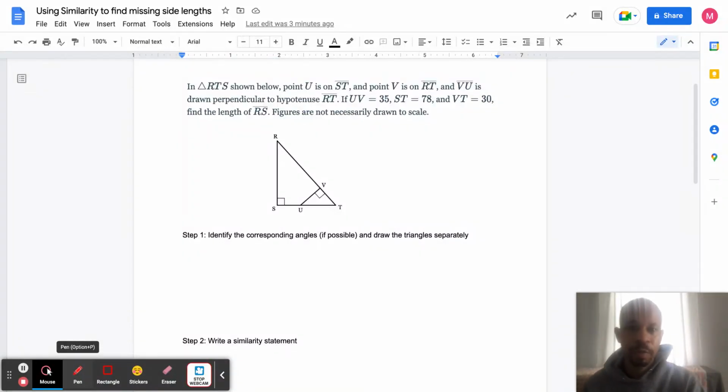I wanted to go over a question with y'all that's going to come up in the Delta Math assignments. And this is tying in similarity and using similarity to help find a missing side length, right? So we've been doing a lot of work with similarity. You guys have been amazing.